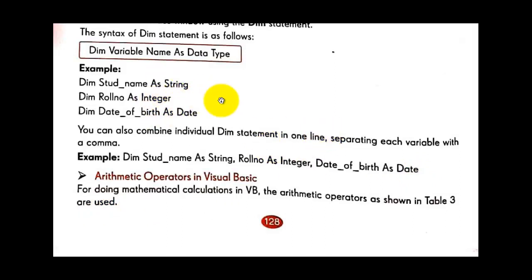Now we know a variable and the data types. Then after that we know how to declare a variable, as a string, as an integer, as a date, that is in the date format. Now let's see the next topic: the arithmetic operators in Visual Basic. For doing mathematical calculations in Visual Basic, the arithmetic operators as shown in table number 3 are used.